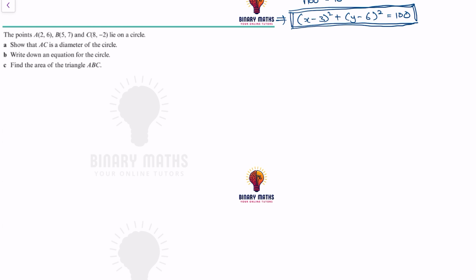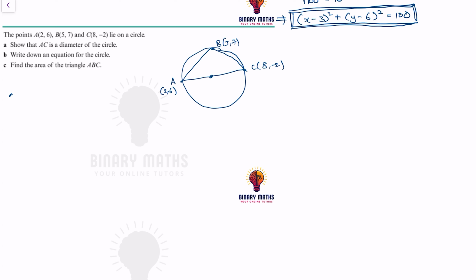Okay, the points A (2, 6), B (5, 7) and C (8, negative 2) lie on a circle. Show that AC is the diameter of the circle. So if AC is the diameter, it must go through the center. A is equal to 2, 6. C is equal to 8, negative 2. And B is somewhere here, wherever it is, 5, 7.